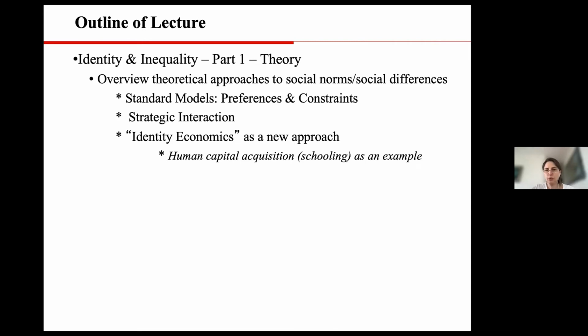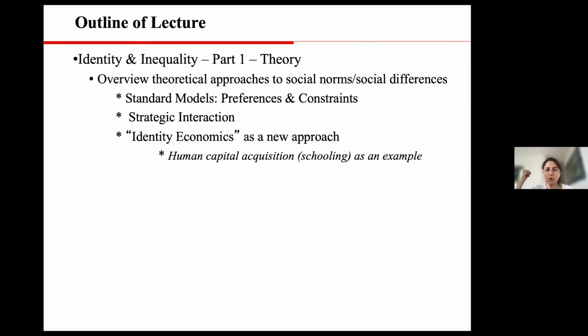When I go through this theory, I'm going to use human capital acquisition, which is the way we describe schooling, right? So this is people going to school and gaining human capital. I'm going to go through human capital acquisition as an example, first just outline a standard model, do some strategic interaction very lightly, and then give you a bit more guts of what an identity model looks like. So you can see the distinction between those theoretical approaches.